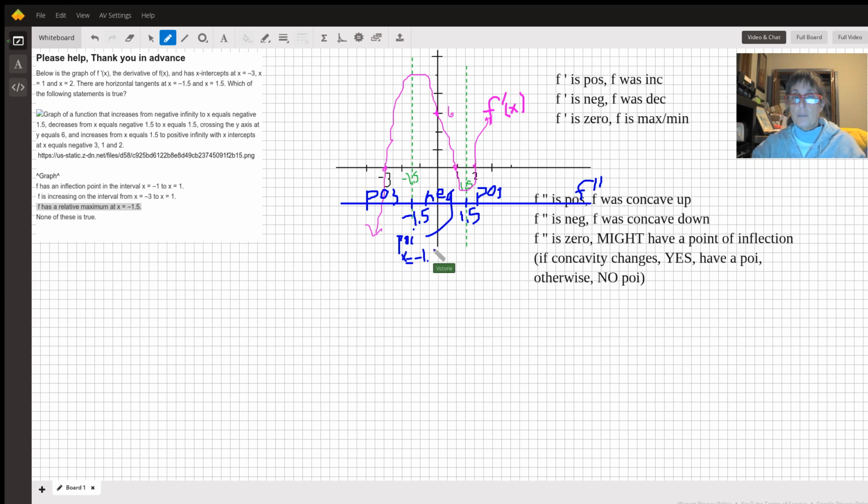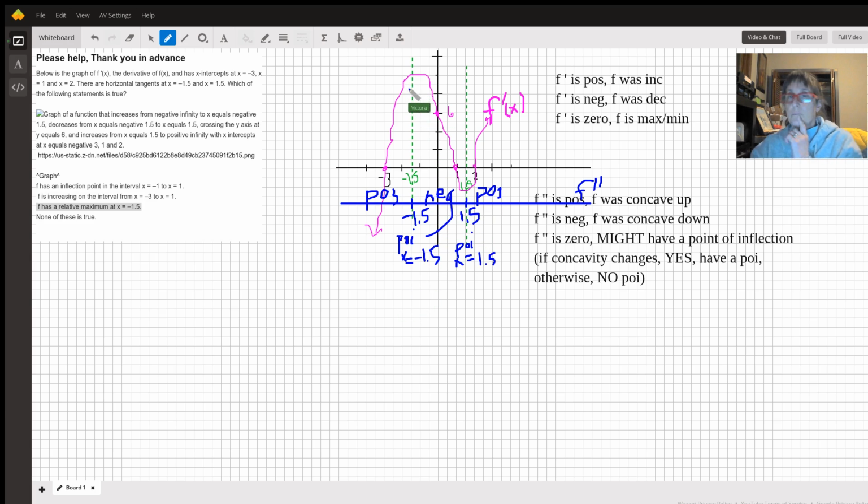And we have a point of inflection at x equals positive 1.5 because the concavity changed from negative to positive.